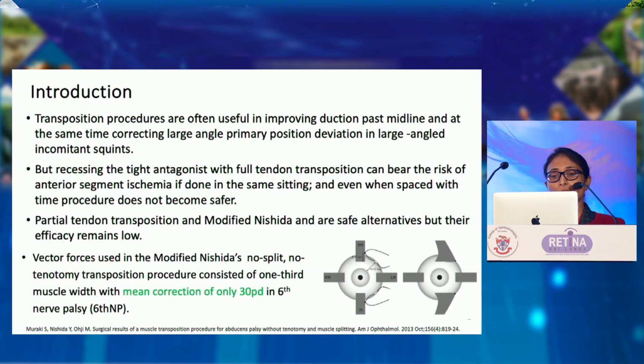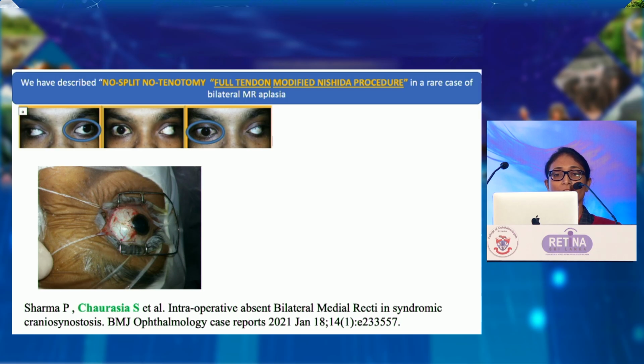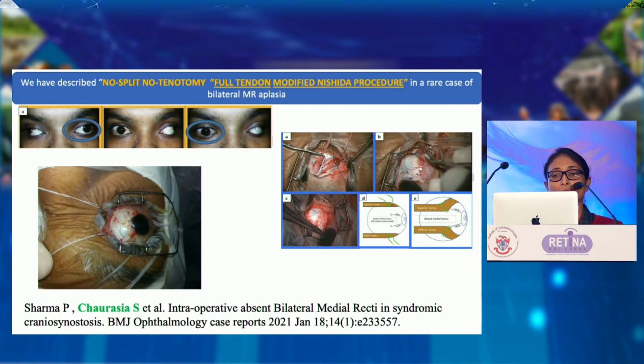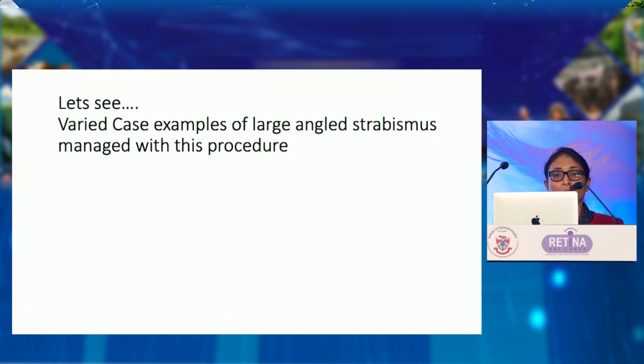This is because the vector forces used in the modified Nishida no-split nototomy transposition procedure consist of only 1/3 of the muscle width, with a mean correction of only 30 prism diopters. So we described a no-split nototomy full tendon modified Nishida procedure in a rare case of bilateral medial rectus aplasia, in which we used the full muscle width, and we got a good alignment in the primary position along with the correction of adduction. So let's see varied case examples of large angle strabismus managed with this procedure.